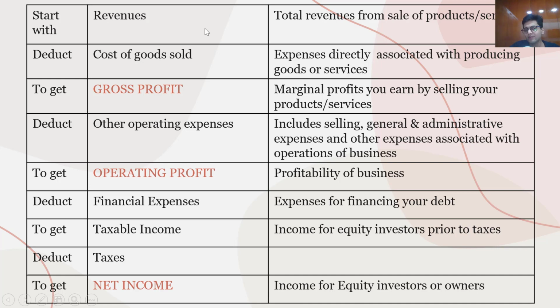So every income statement in the world begins with revenues. What are revenues? Revenues are basically the money which a business has earned from selling goods or services. From these revenues, you deduct the cost of goods sold. What is cost of goods sold? These are basically expenses which are directly associated with producing these goods or services. The most important word here is directly.